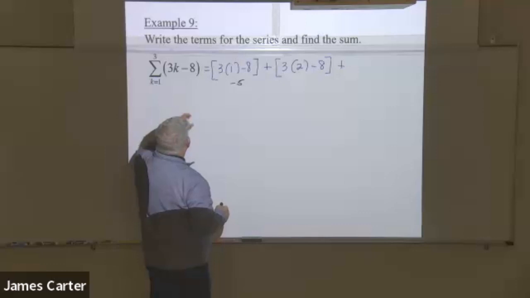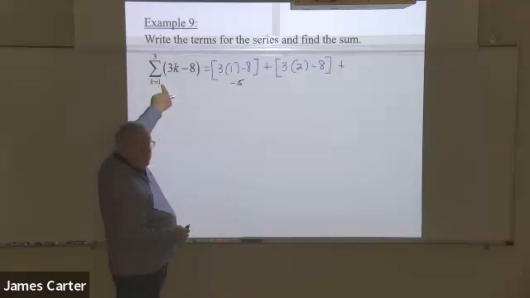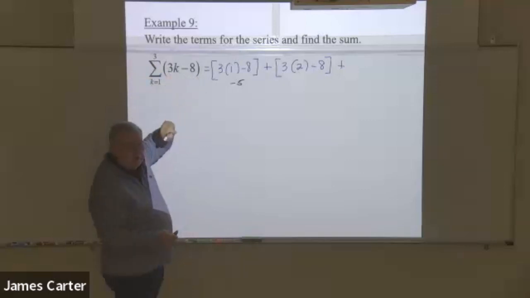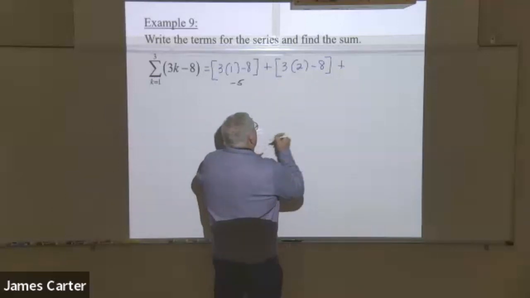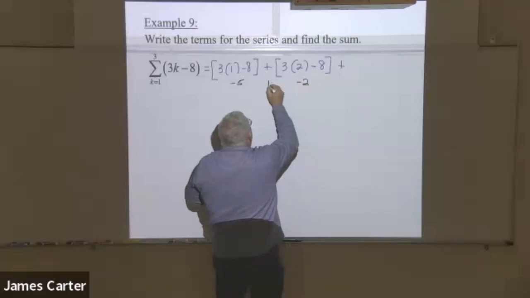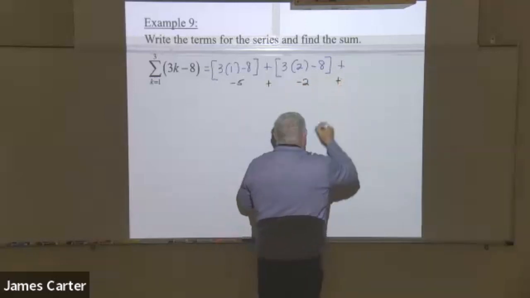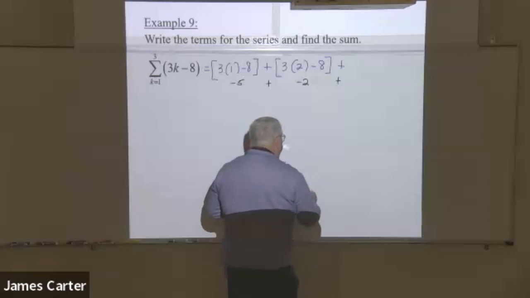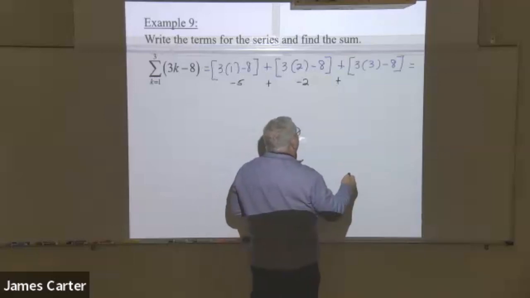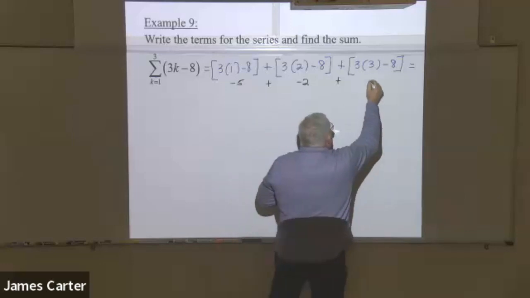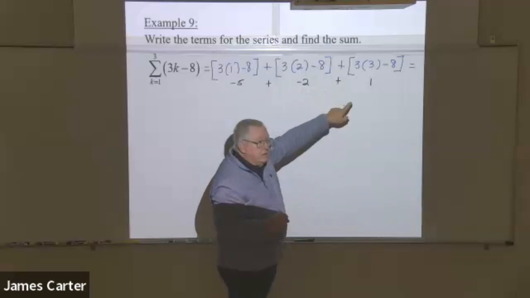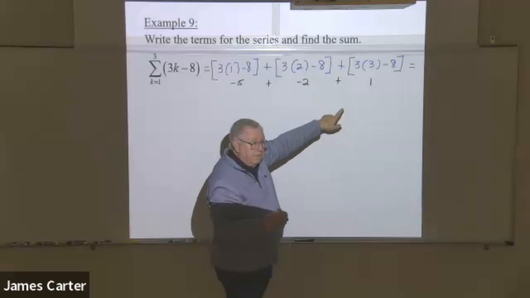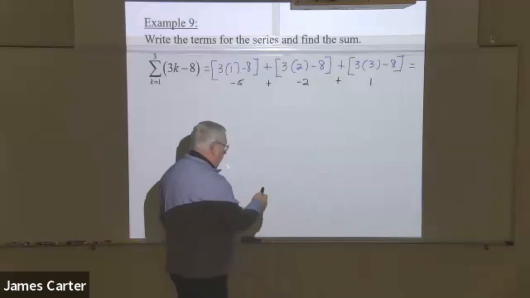Then we're going to do if k is 2, because this notation means everything between 1 and 3 inclusive. So if k is 2, then we've got 6 minus 8, which is negative 2. And then finally, if k is 3, we've got 9 minus 8, which is 1. And if we add this negative 5, negative 7, negative 6, we'll get negative 6 for the solution.